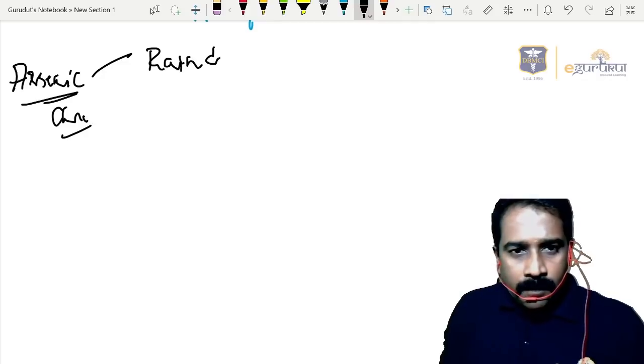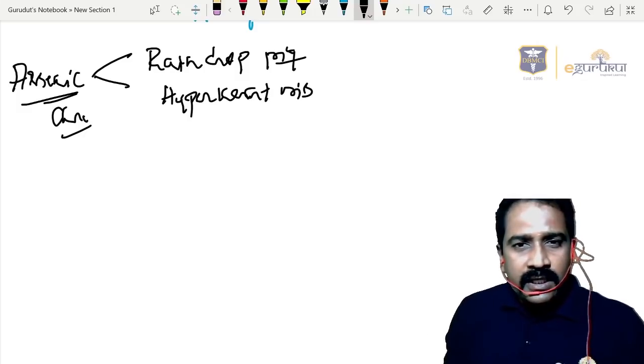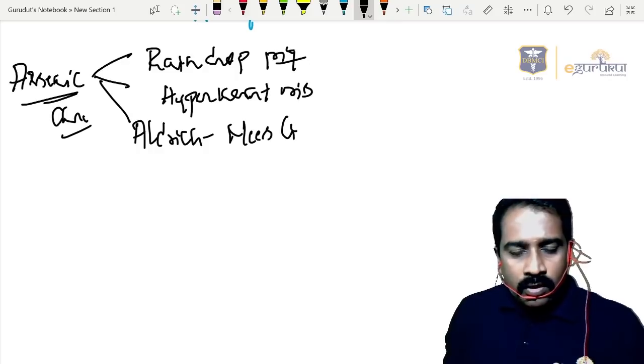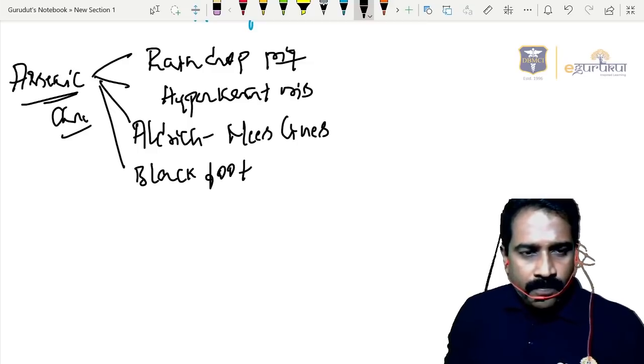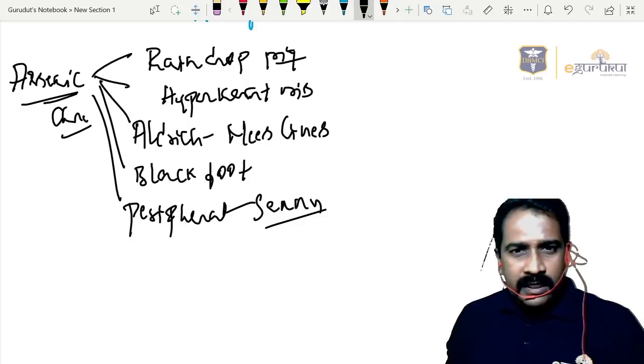Raindrop pigmentation. I'll not explain what they are, I'll just revise them very fast. Raindrop pigmentation, hyperkeratosis of palm and sole, extreme thickening of the skin of palm and sole. Then Aldrich-Mees lines, which are seen on all 10 fingernails. Blackfoot disease, and then peripheral neuropathy, predominantly sensory.